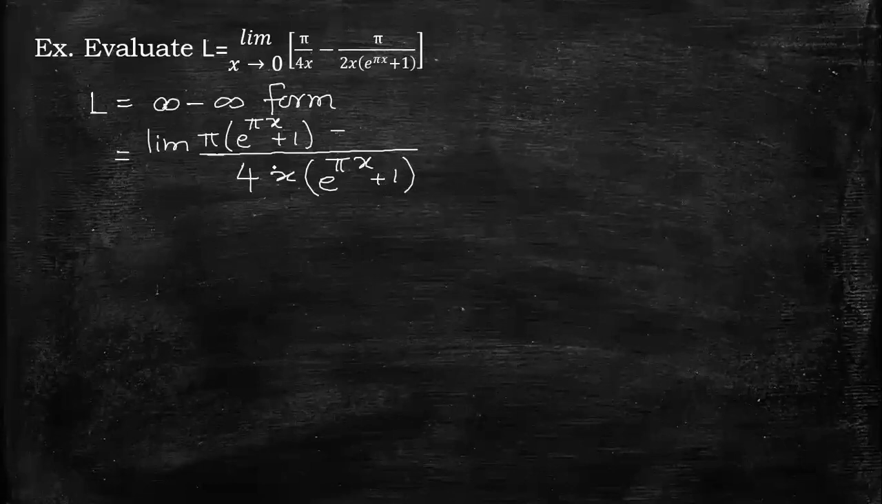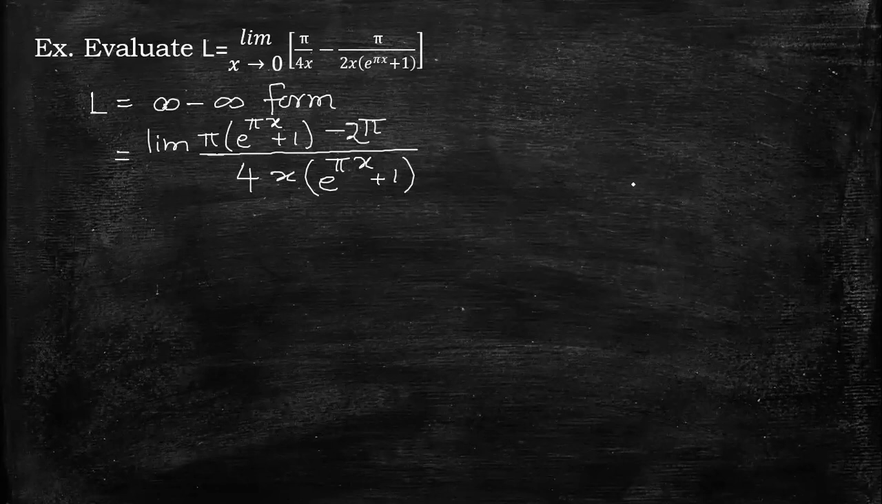Okay, so now this is the first term. Now the second term is minus pi upon 2 into x into bracket, but we have written 4, so it must be 2 times, as x tends to 0.